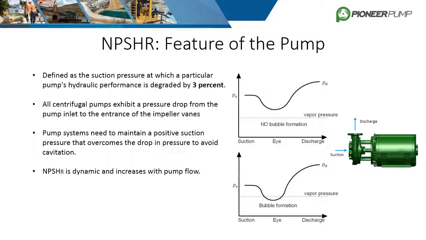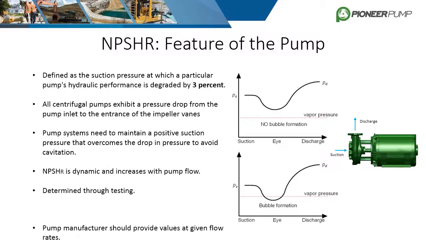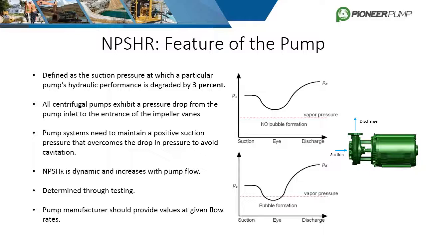NPSH-R is dynamic and changes as the flow changes. The greater the flow, the greater the NPSH-R. It is determined through testing, and the pump manufacturer should provide values at given flow rates on their standard pump curves. The next slide will cover the testing procedure in more detail.